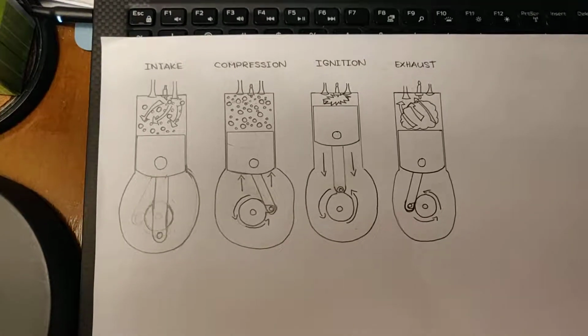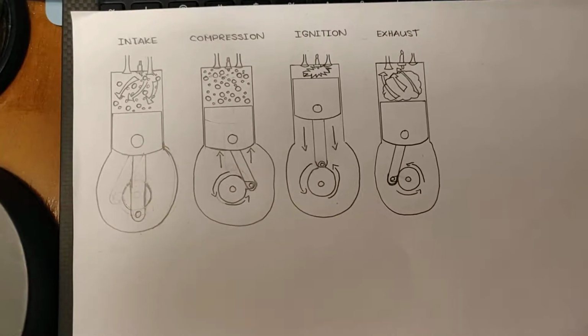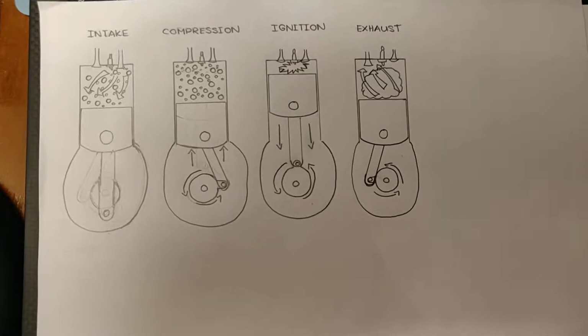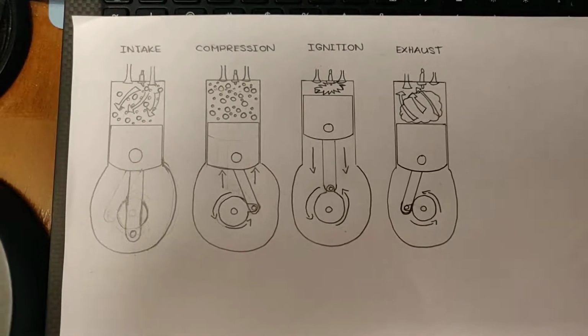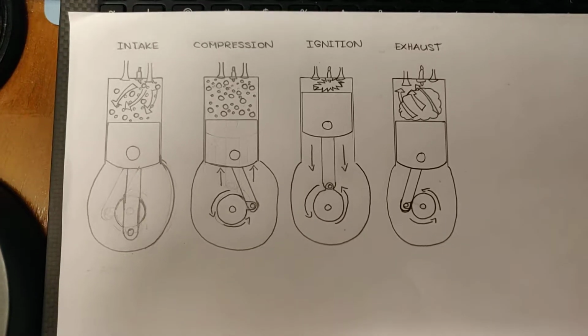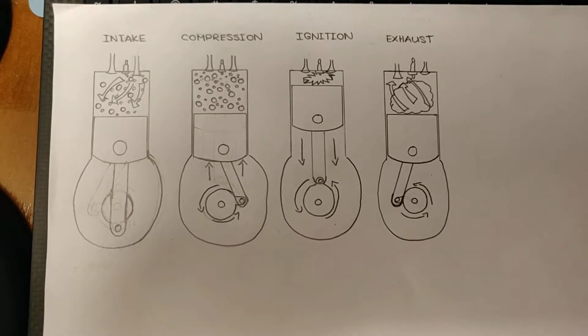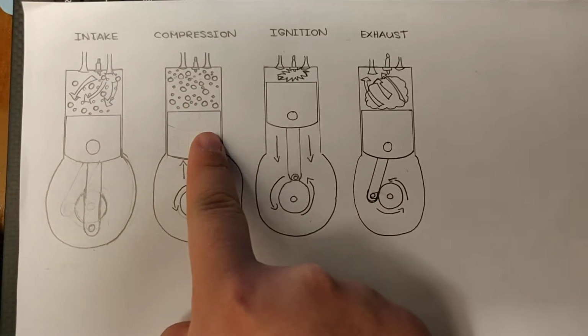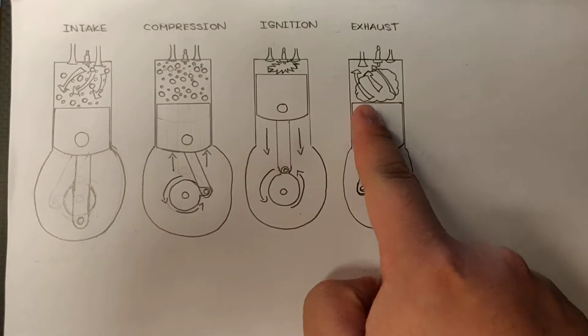Hello everybody, I'll be giving a brief explanation on the internal combustion engine. The combustion engine most commonly found in your car is called the four-stroke combustion engine, and it has four distinct phases of piston oscillation. The phases can be classified as intake, compression, ignition, and exhaust.